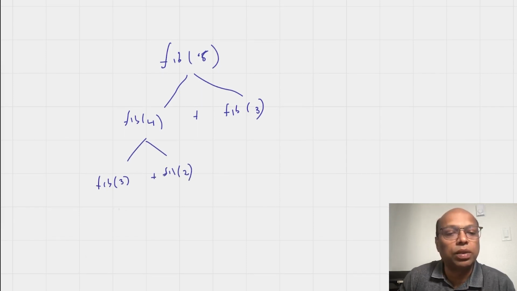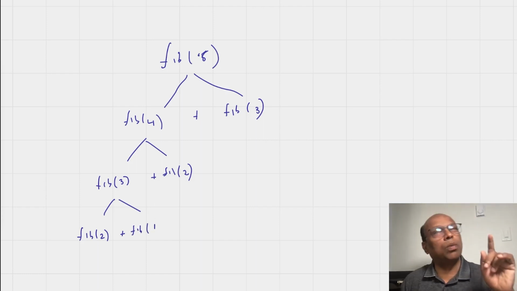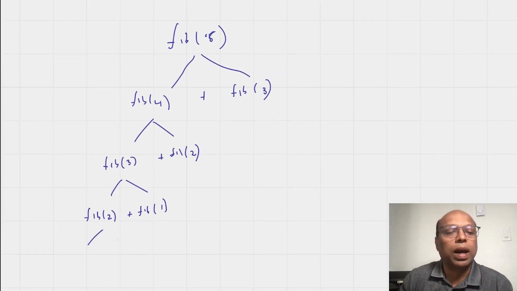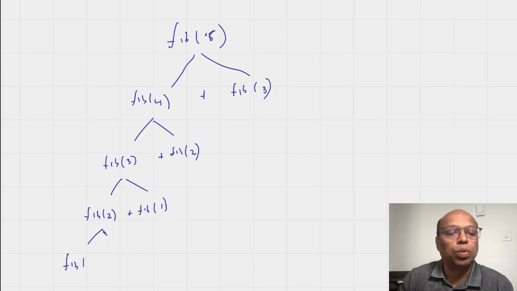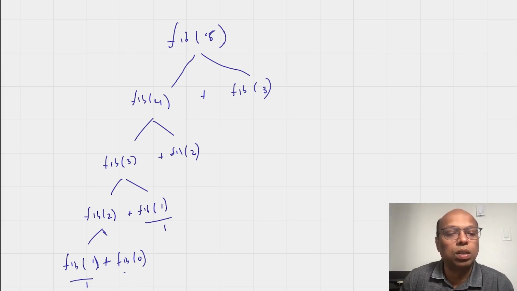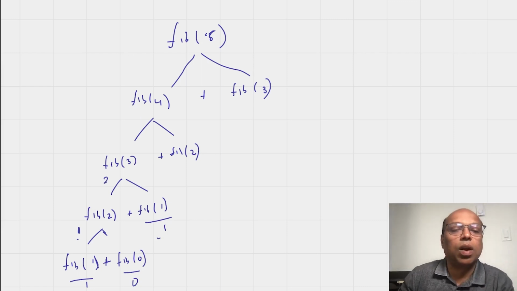How did you get Fibonacci of 3? By adding Fibonacci of 2 plus Fibonacci of 1. Because what is your base component? If n is 0, you return 0. If n is 1, you return 1. Now Fibonacci of 2, how did you get it? By adding Fibonacci of 1 plus Fibonacci of 0. Fibonacci of 1 is directly 1, Fibonacci of 0 is 0. 1 plus 0 is 1, and that 1 is written here. 1 plus 1 is 2, written here.